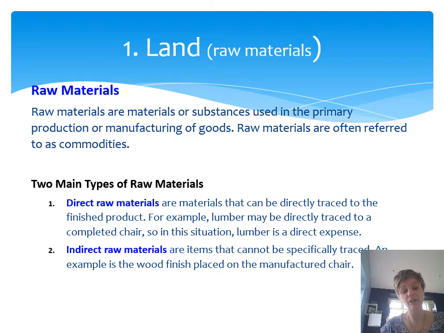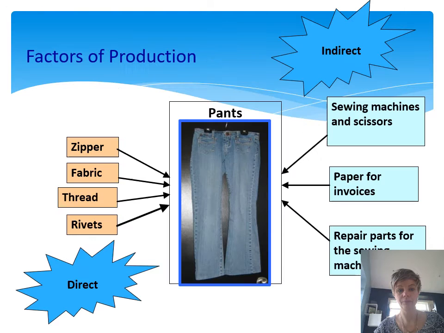But there's also something called indirect raw materials. These are items that you can't specifically trace. So an example again in your wooden chair is the wood finish that's placed on the chair. It's not that that wood finish was directly used, completely used up in the production of the chair. So it's an indirect raw material.